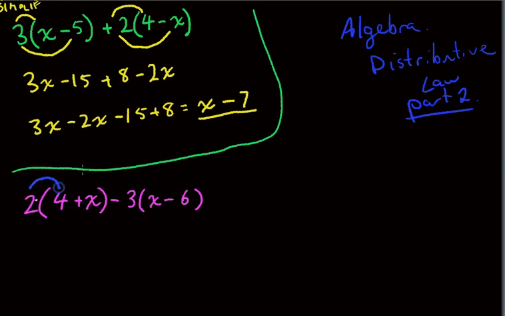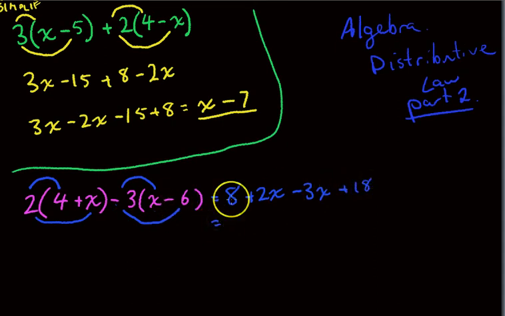So 2 times 4 will equal 8. 2 times x will equal 2x, or positive 2x. Now this is where you need to be a bit careful. This is minus 3 times x. We're expanding this second bracket. So minus 3 times x is minus 3x. And minus 3 times minus 6. Minus 3 times minus 6 will be positive 18.